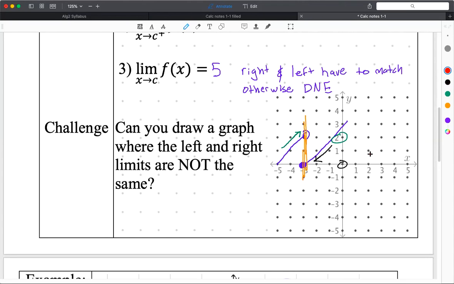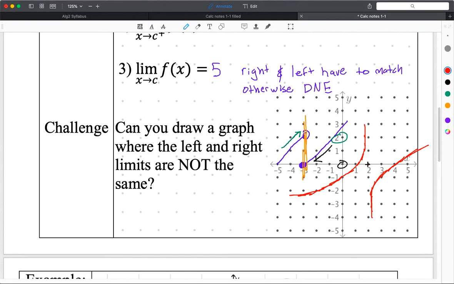Let me do this one. So I have some sort of, I'm going to do a curvy function. I have some sort of function that goes up like this and some sort of function that goes down like that. So you can probably tell that this red function can go out here forever and ever and ever. This red function can go out here forever and ever.